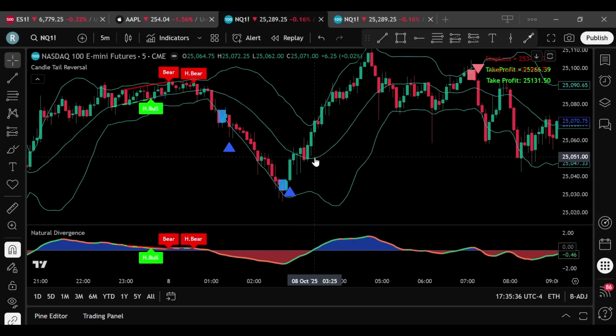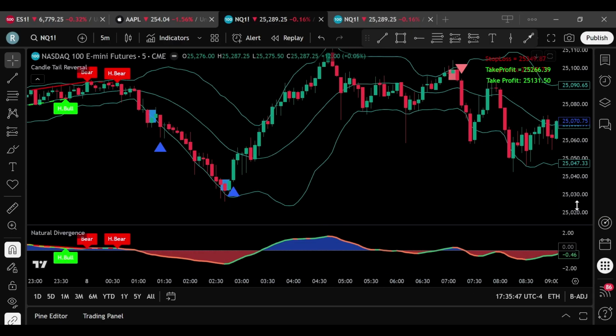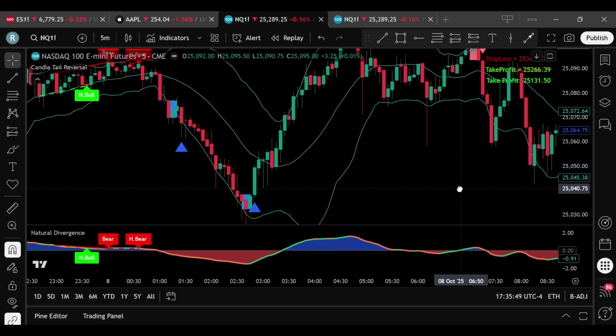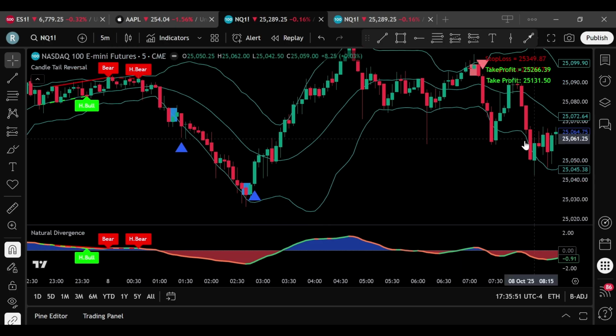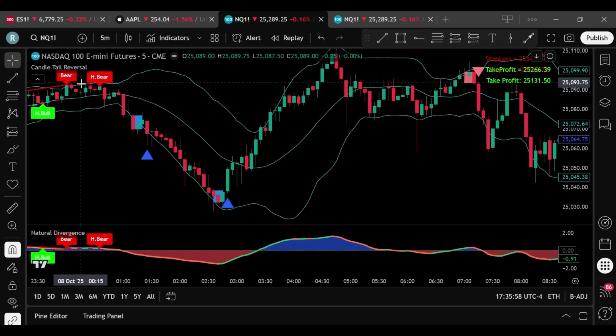And then the last example I want to go over, we're on the NASDAQ 5-minute chart. So this is definitely a day scalp or intraday trade. But we see great confirmation here of how to even filter out some candle tail reversal signals. So for instance, we get the divergences and we see the move down, but along the move, we do see a buy signal from the candle tail reversal that doesn't play out.